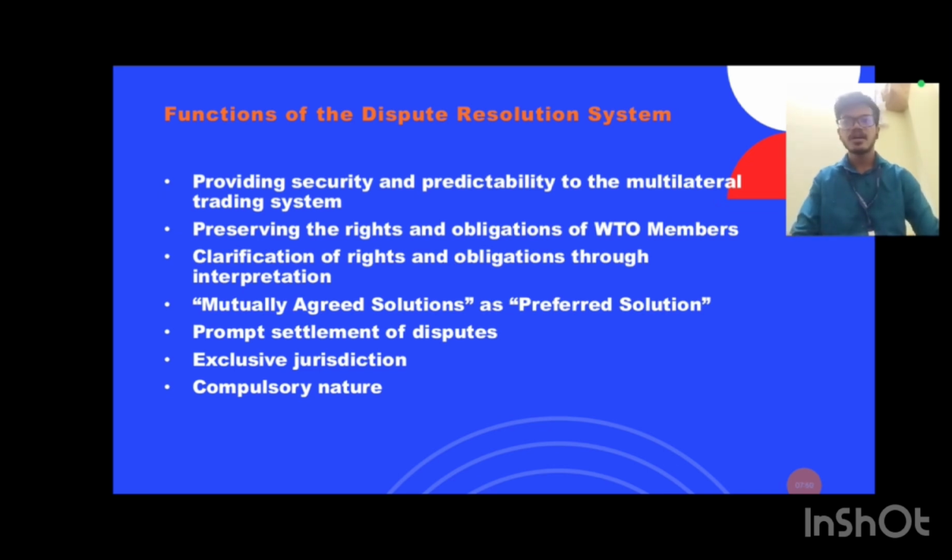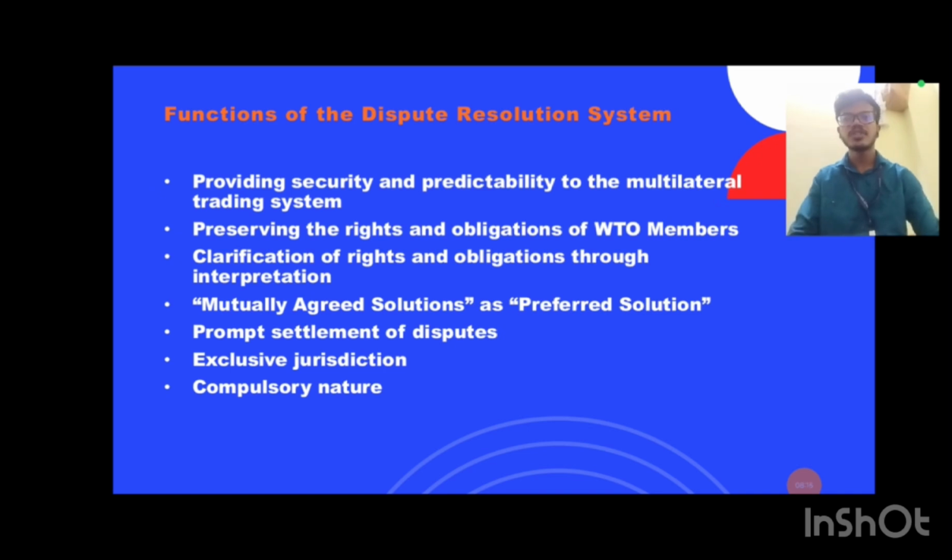The next objective of the DSU is exclusive jurisdiction. By mandating recourse to the multilateral system of the WTO for the settlement of disputes by virtue of Article 23 of the DSU, it not only excludes unilateral action but also precludes the use of other forums for the resolution of a WTO related dispute.